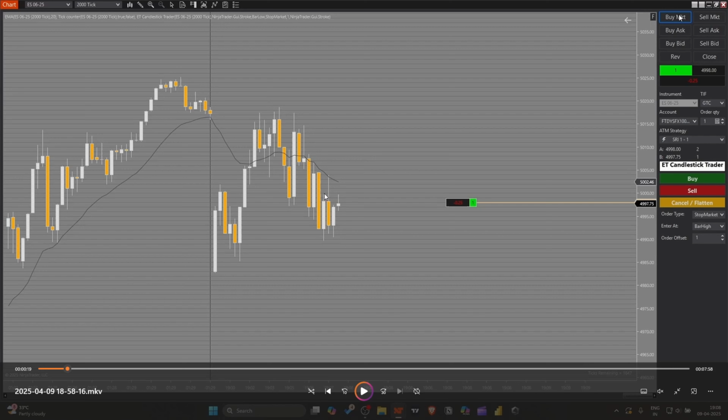If you don't want this first entry, you wait for the second entry and go for a long trade. I did go here and put my stop loss down here. Let me play it.